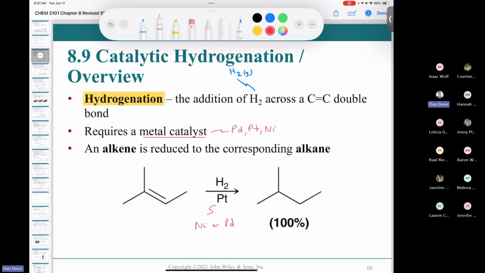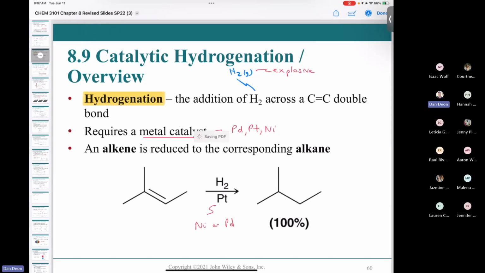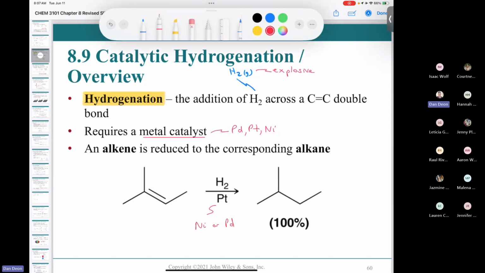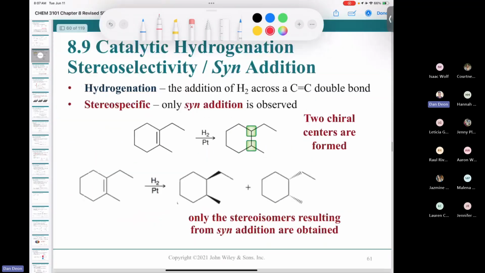However, one thing that I would say about the hydrogenation reaction is you do have to be cautious. Why? Because hydrogen gas is explosive. Okay, so explosive. And we generally frown upon explosions in the lab. All right, so you do have to be very careful with it.